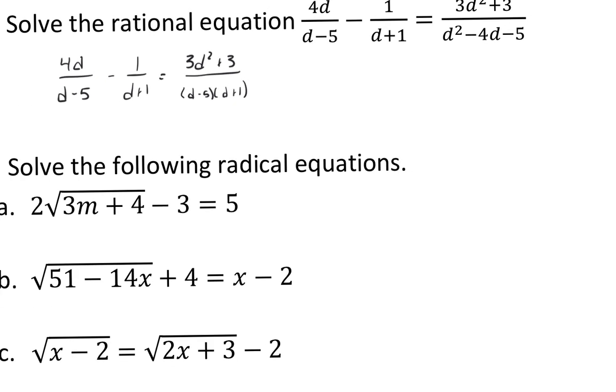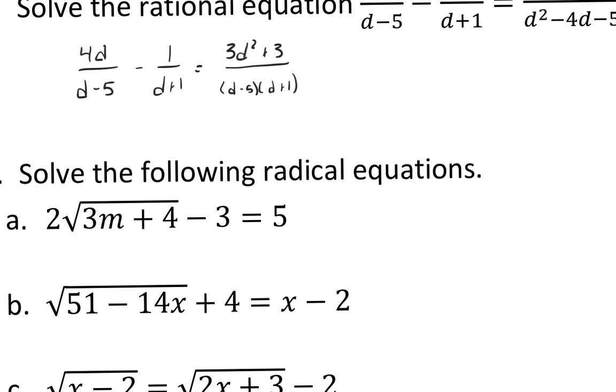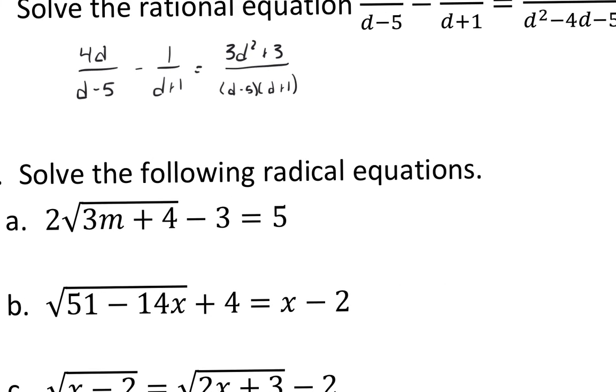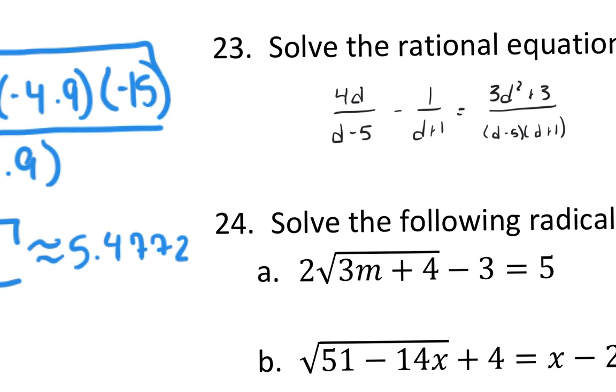So before we even go ahead and start, I'm going to say, okay, when will this not work? This is going to fail to work whenever we have division by 0. So to prevent that from happening, let's say when is d minus 5 equal to 0, and when is d plus 1 equal to 0? Well, that's going to happen at negative 1 and 5. These are restricted. So we know already that if we get either of those numbers in our solution, those are not going to be actual answers. Those are going to be restricted values.